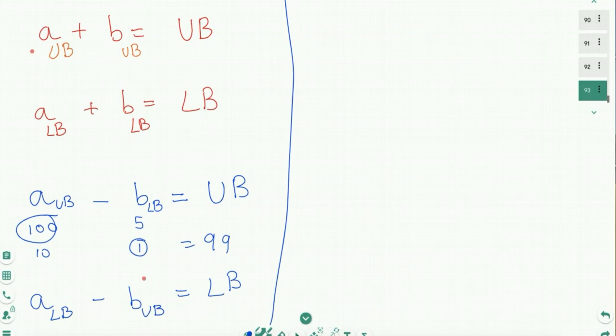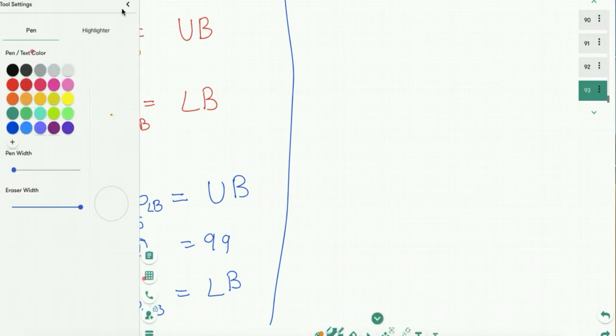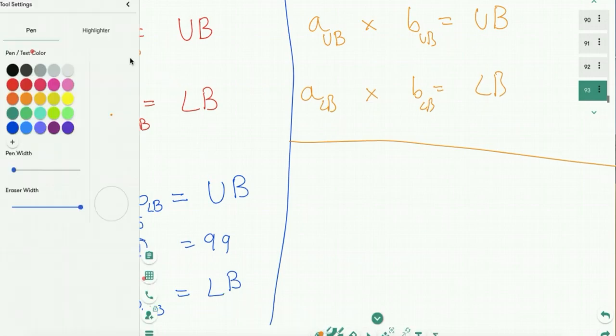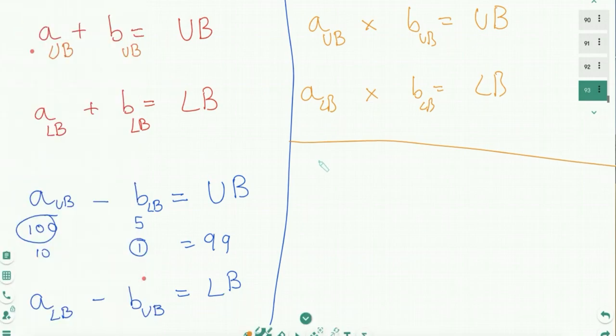When we're multiplying, it's the same as adding, really. A times B. We want to find the upper bound. If we're trying to find the largest possible value, A has to be really big, B has to be really big. And conversely, if we're trying to find the smallest possible value, A has to be really small, B has to be really small. And then division is like subtracting. We're doing A divided by B. We're trying to find the upper bound.